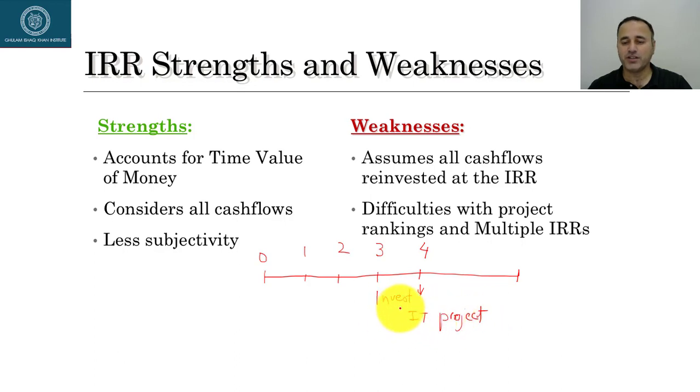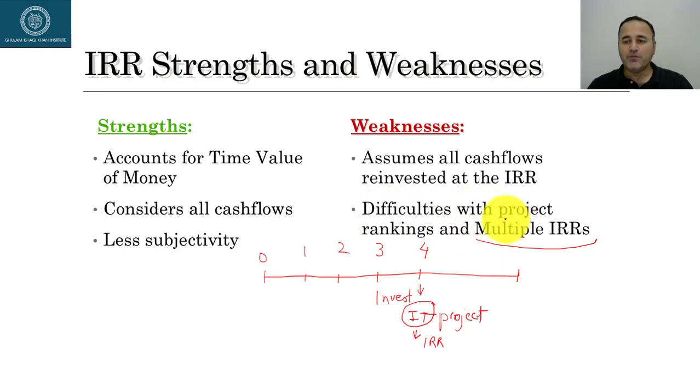It's an IT project. So normally the IT component of the project is more risky. So here the IRR, or let's say the required rate of return for the project, changes. So in real life we may actually be dealing with multiple IRRs even for a single project.